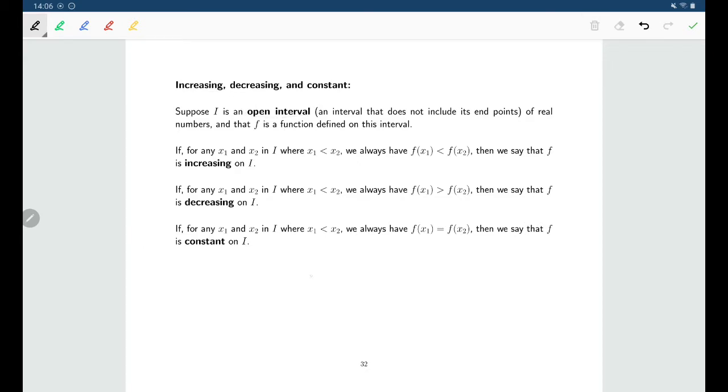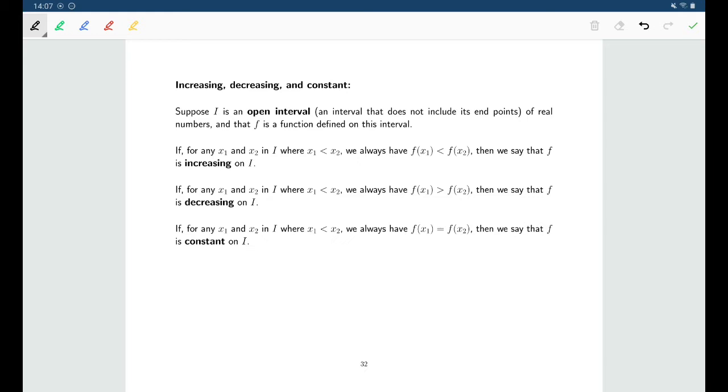A closed interval would be something like 3, 5, including the 3, including the 5. I'm including my endpoints, so this would be one that's not an open interval. It's a closed interval. So here when I'm talking about an interval I, I'm talking about an open interval. So these are intervals that are not containing their endpoints, so round brackets only. And if we want to describe increasing functions, decreasing functions, and constant functions, it's fairly natural what it means.